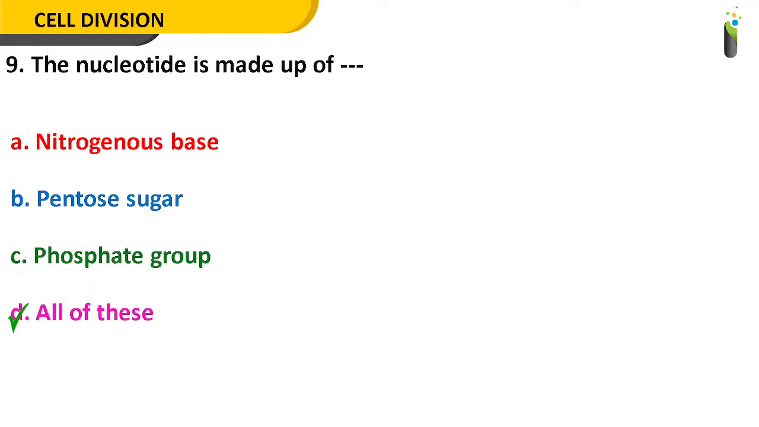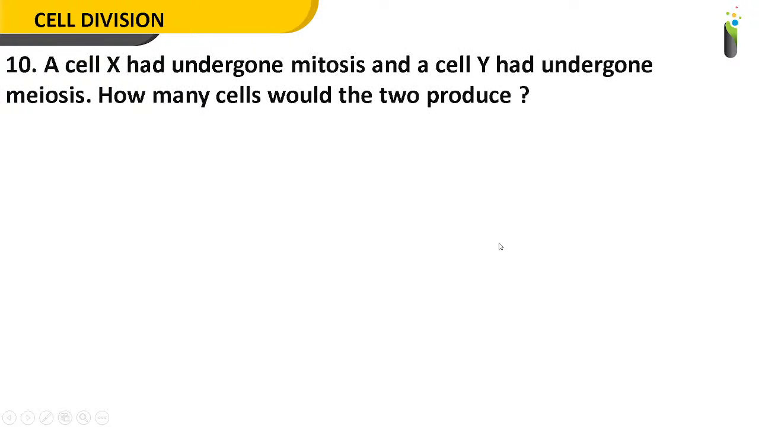The pentose sugar is called so because it has 5 carbons. Please remember, deoxyribose is a pentose sugar. Ribose is also a pentose sugar. It falls into the category of pentose sugar just because here the sugar is made up of 5 carbons. So pentose.